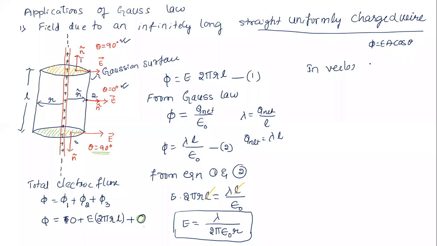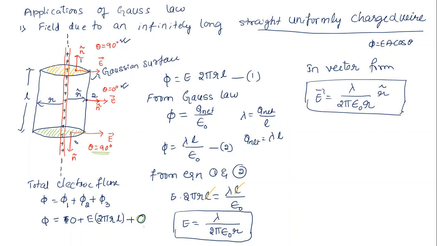or vector form, I can write like this: electric field E equal to lambda divided by 2 pi epsilon naught R into R cap. So this is what in vector notation. This is the electric field due to infinitely long uniformly charged wire. So this is the first application of Gauss law. So students, this application is clear to all of you now.